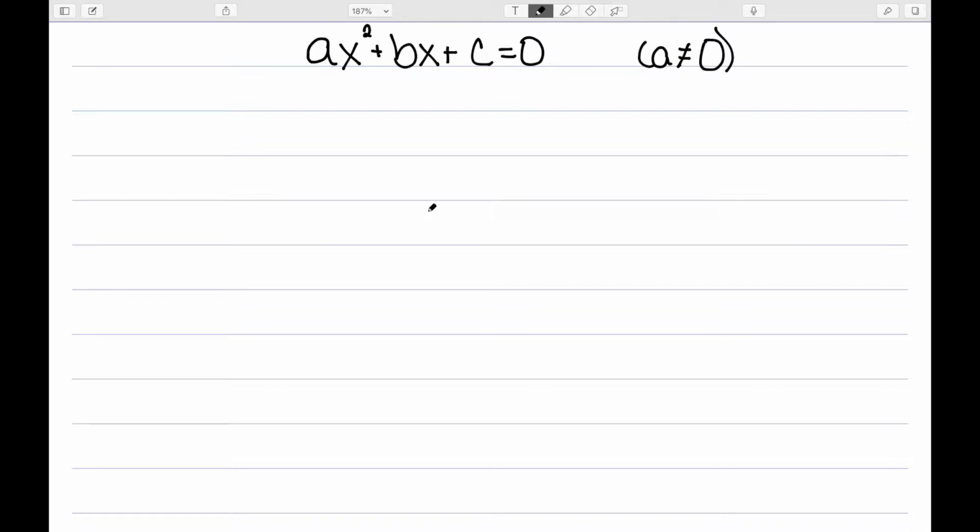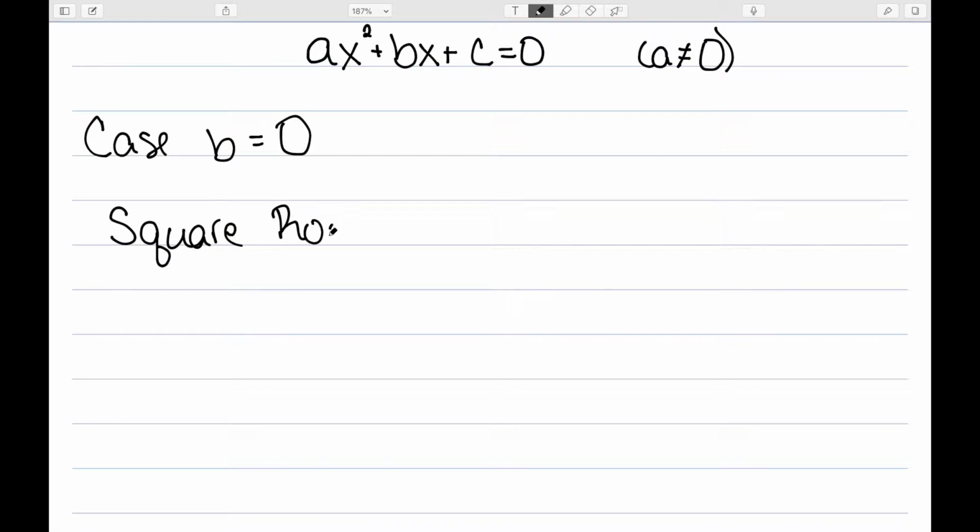Let's look at solving quadratic equations. So I want to look at solving things of the form ax squared plus bx plus c. And there's a few different ways I'm going to do this. I'm going to start with the case that b is equal to 0, the number in front of x is equal to 0. In that case, I'm going to use what's known as the square root property.